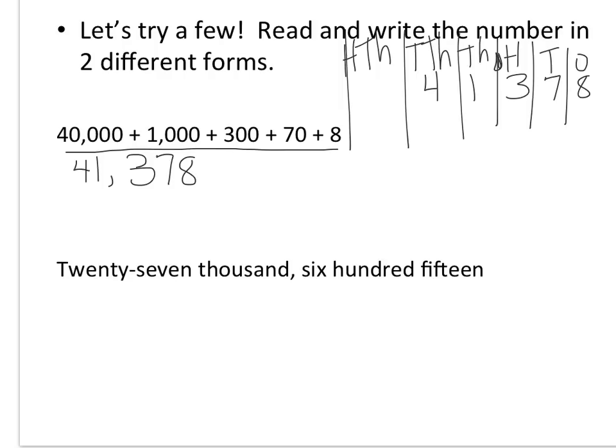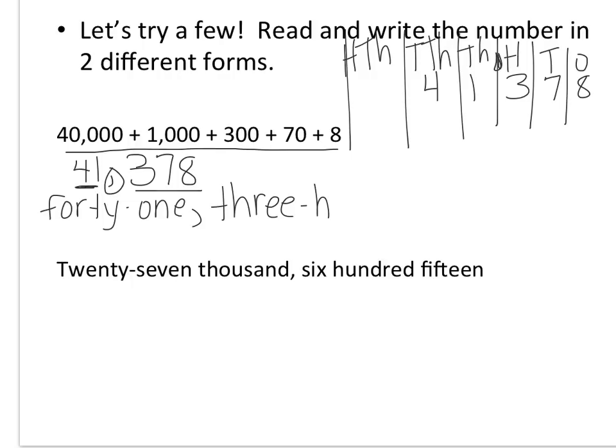Now I also need to write this one in that other form, the word form. So let's look at this. It's kind of easy once it's in standard form. I can see that I have 41 in my thousands period, so I'm just going to write that: 41. Don't forget the comma. And then I have this period, so I can just write it out as 378, just like I would say it.